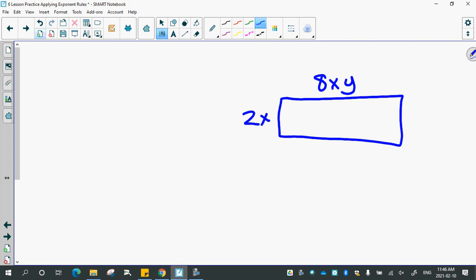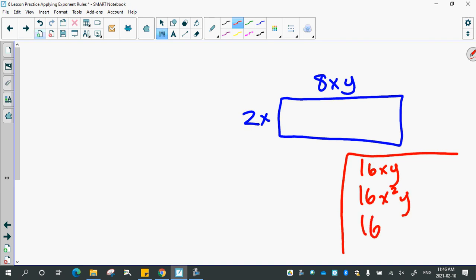Okay, so I'm seeing a couple of different answers here. I'll write them down. I see 16xy. I see 16x squared y. I see 16xy squared. So the 16 is consistent. Let's see how we get the answer here then.